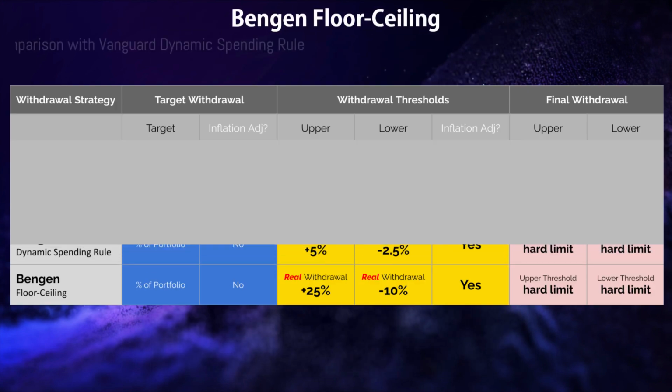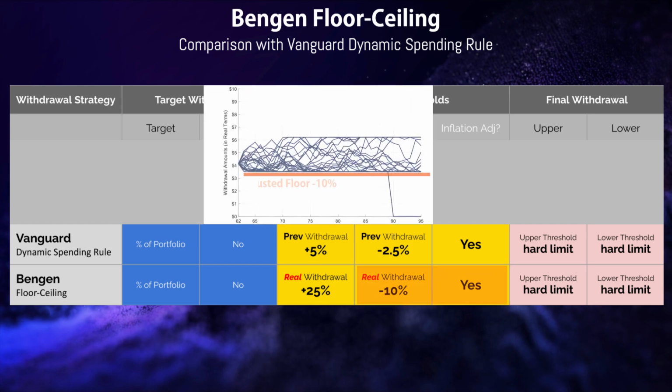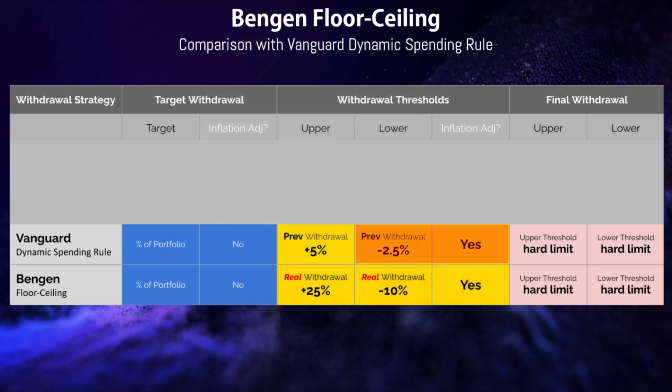If you're familiar with Vanguard's dynamic spending rule, you'll notice similarities. Both use a percentage of the portfolio to calculate the initial withdrawal and then apply hard limits. The key difference is in the calculation of these limits. Bengen's limits are based on the real value of the first year's withdrawal, while Vanguard's uses the previous year's withdrawal to calculate the limits. This difference means that in bear markets, Bengen's strategy reverts to an inflation-adjusted floor, keeping pace with living costs, while Vanguard's strategy could experience a prolonged decline in spending.